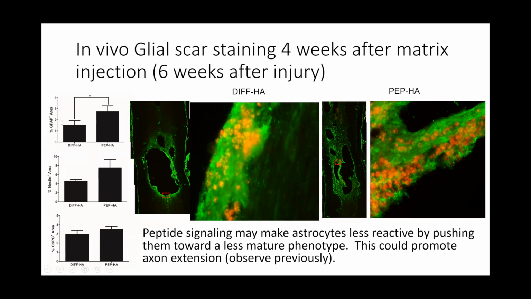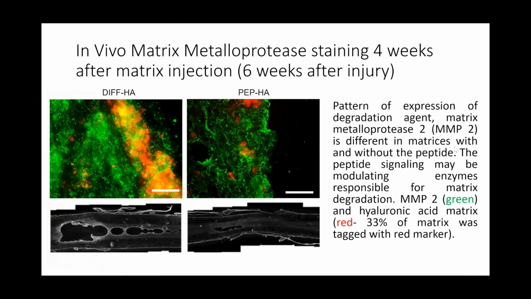What's important here is even though we have increased astrocyte markers, we don't have increased extracellular matrix. And when you look at a close-up of the extracellular matrix, you can see DIFF-HA tends to be far more packed and congealed together, so it's far more dense, where we have greater spacing and less density in the areas where we have PEP-HA. So it's an indication that going forward, we might have less maturity in terms of what we have going on. So because of these changes in extracellular matrix, we wanted to look at metalloproteases.